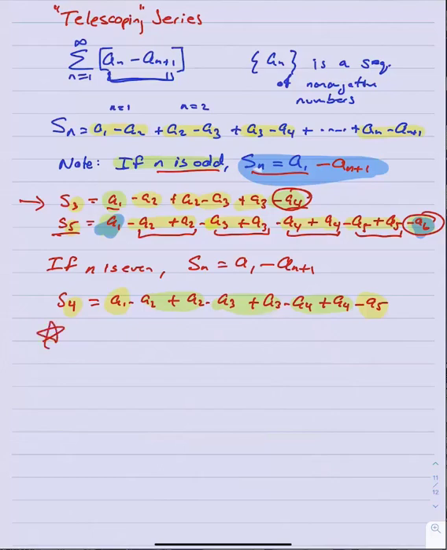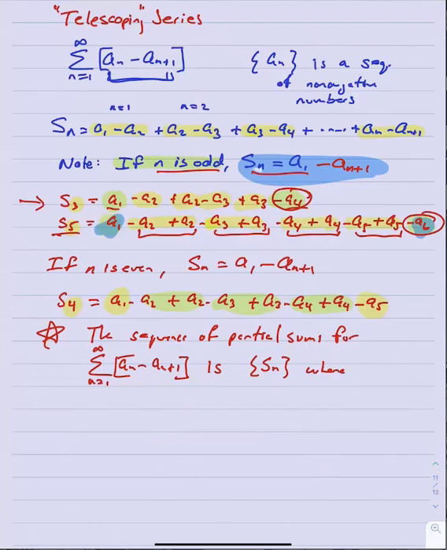So here's what we've got. The sequence of partial sums for a telescoping series that looks like the sum from n equals 1 to infinity of a sub n minus a sub n plus 1 is the sequence S sub n, where S sub n equals a1 minus a sub n plus 1. All right, now, two things here. Number one, you should see why it's being called a telescoping sum. Because these pairs cancel, you can just imagine those collapsing so that this is like a telescope that folds up, where the only thing that's left are the two ends.